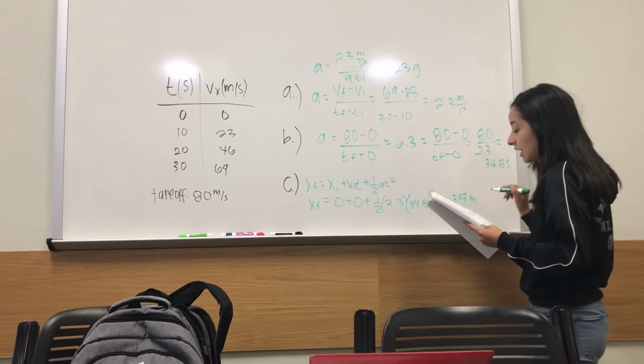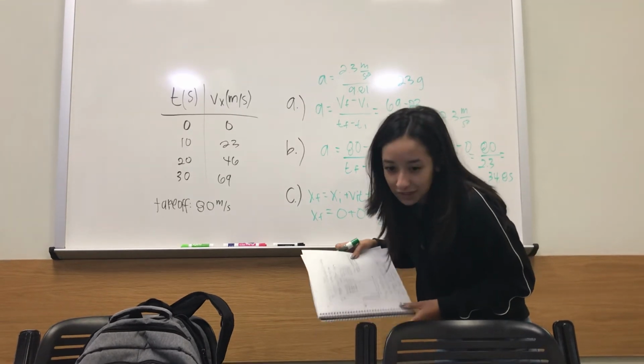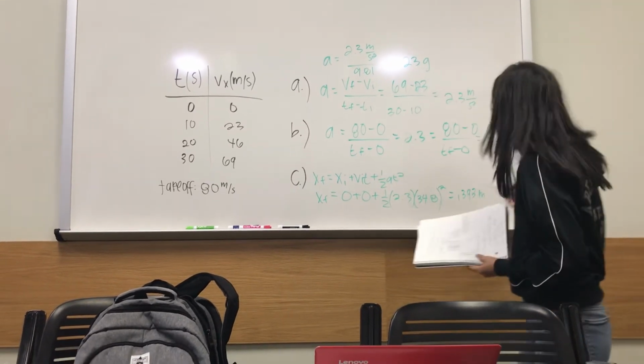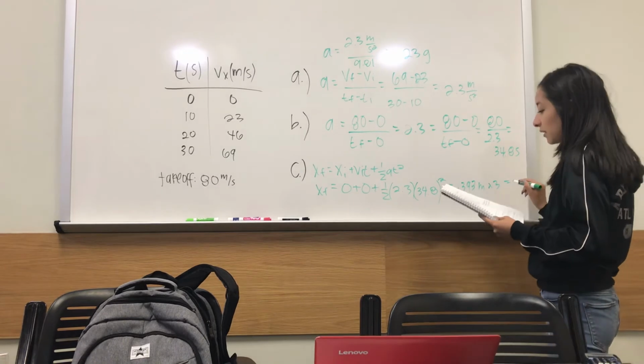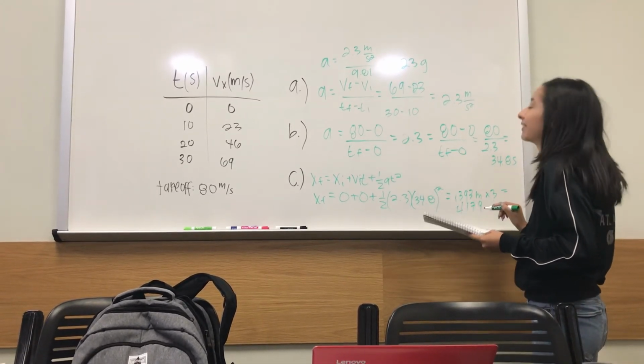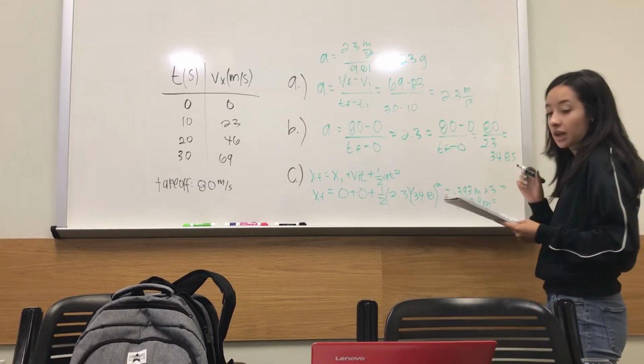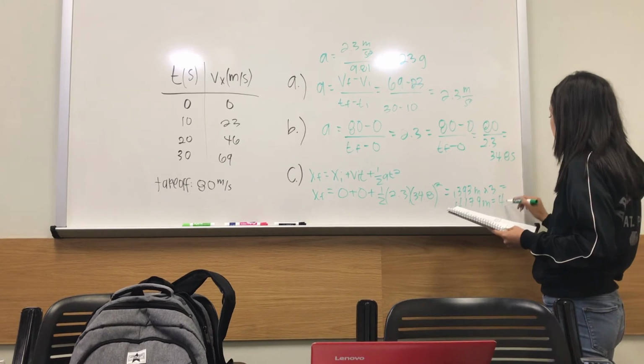1,393 meters. But it's saying that in case of an aborted takeoff, the length of the runway must be 3 times that. So you just multiply this number by 3, and you should get 4,179 meters. And the book has it in kilometers, so that's just 4.2 kilometers.